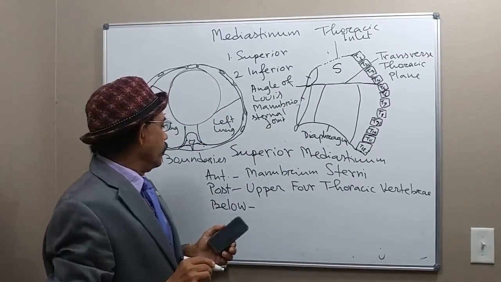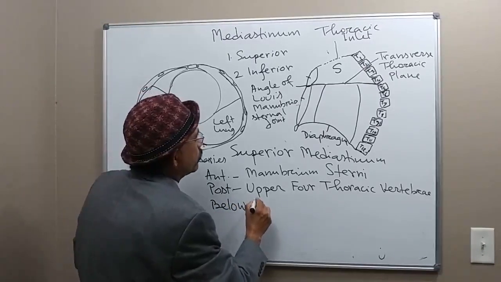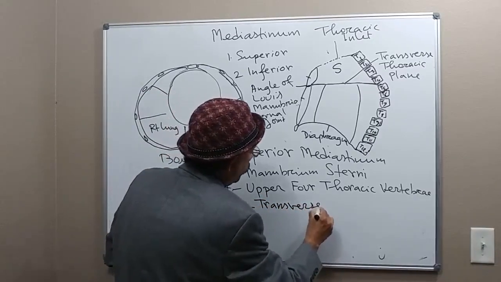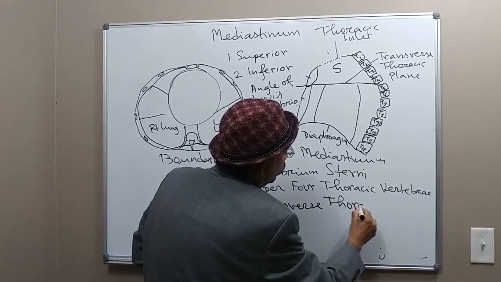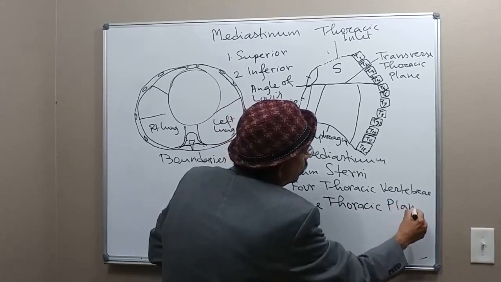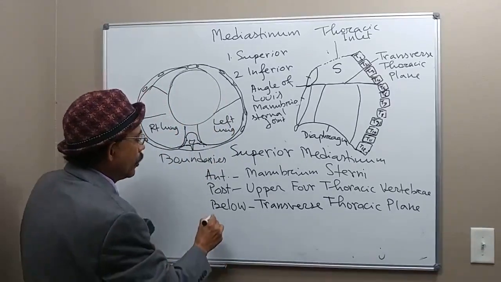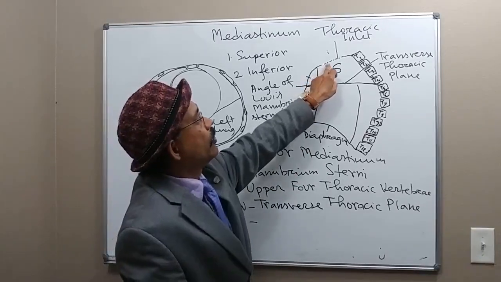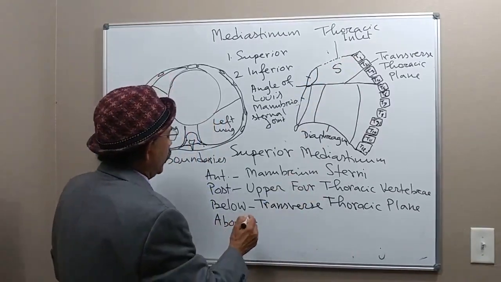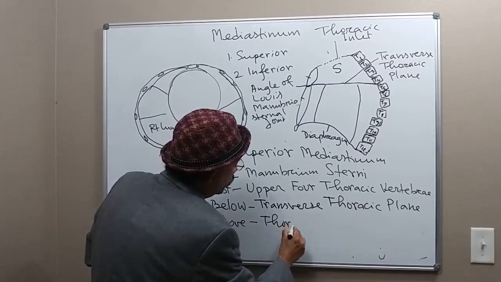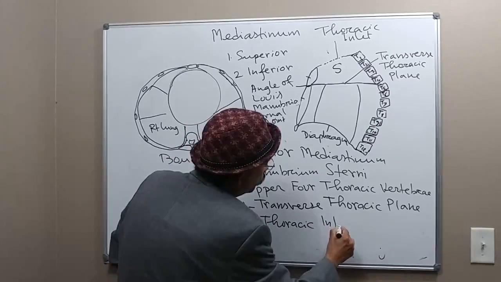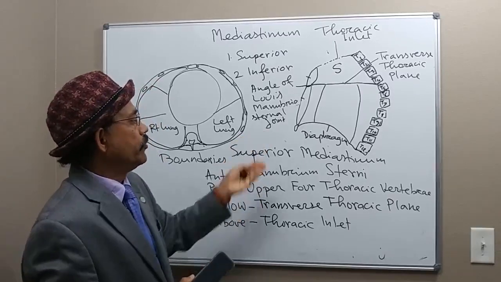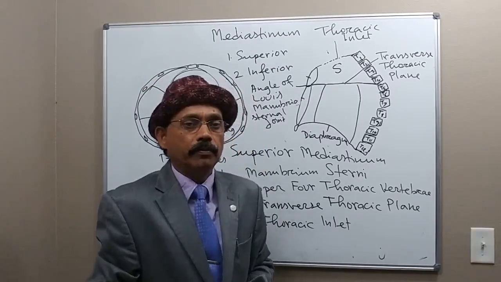So below, it is bounded by the transverse thoracic plane. Above, it is bounded by the thoracic inlet. So we have the boundaries of the superior mediastinum.